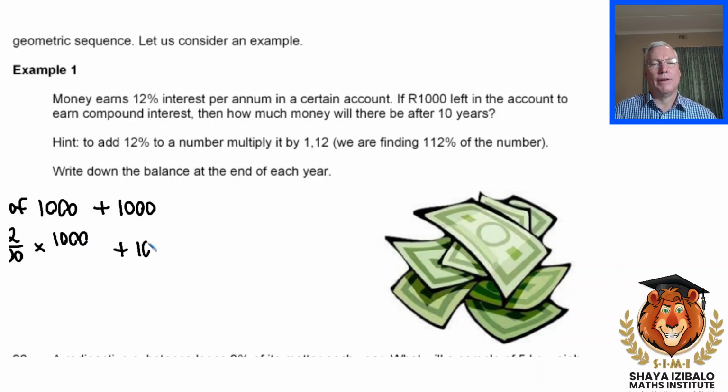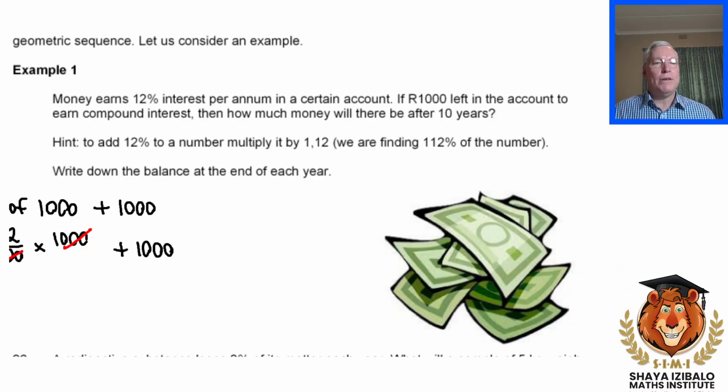plus 1,000. Now I want to show you what actually happens here. If we divide the top and the bottom by 100, we get 120, plus 1,000. But I'm actually going to show us another way of looking at this. 120 plus 1,000, we get 1,120.